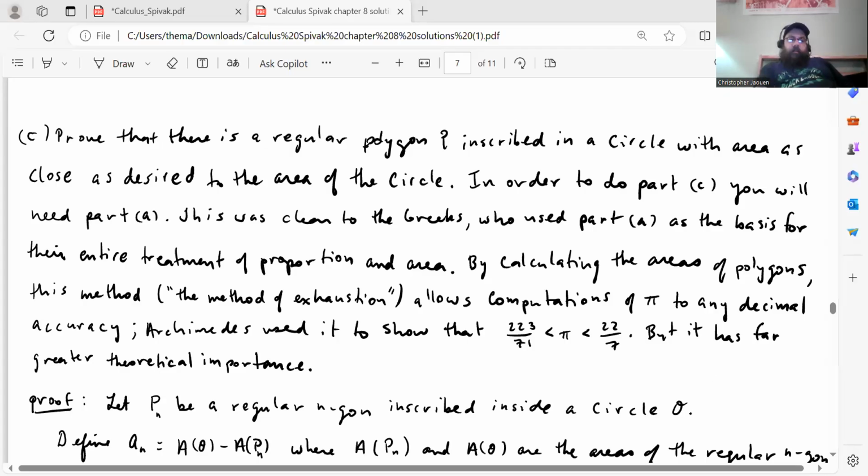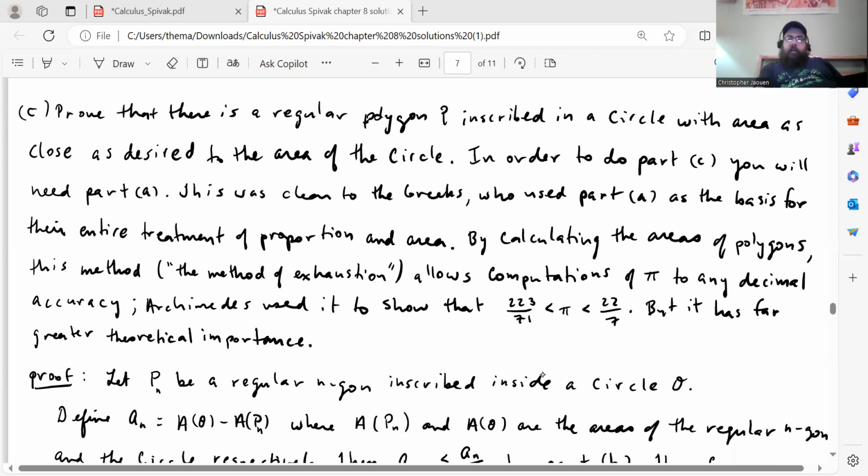Okay, just going back to where we left off over here. By calculating the areas of polygons, this method, which is called the method of exhaustion, allows computations of pi to any decimal accuracy. Archimedes used it to show that 223/71 is less than pi, which is less than 22/7. This is an approximation that they usually show you in grade school. That's what you use as your approximation, but it has far greater theoretical importance. Right, let's go ahead and do the proof.